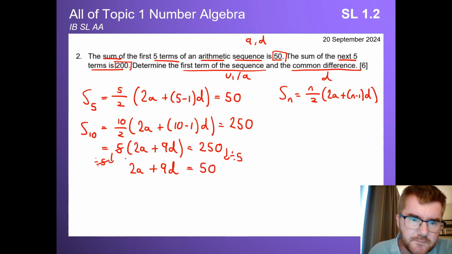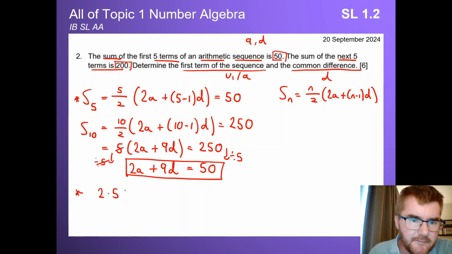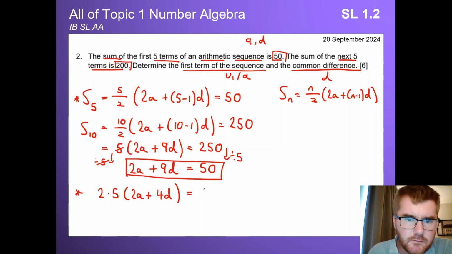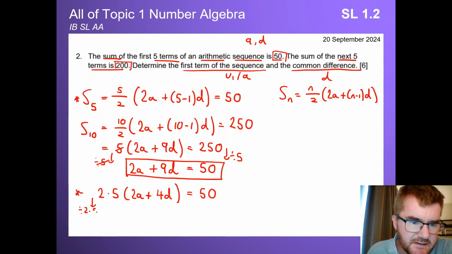So we've got one equation, 2a plus 9d is equal to 50. Now let's see if we can tidy up the S5 one. So 5 divided by 2, that's 2.5. We have 2a plus 4d, and that's equal to 50. Okay, I can divide by 2.5 on both sides.